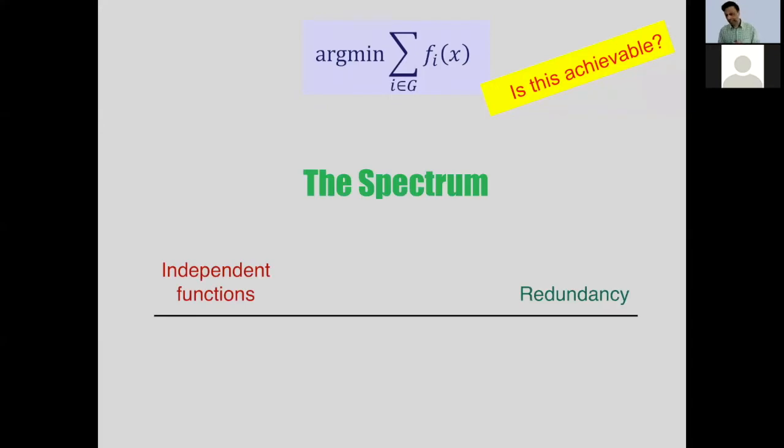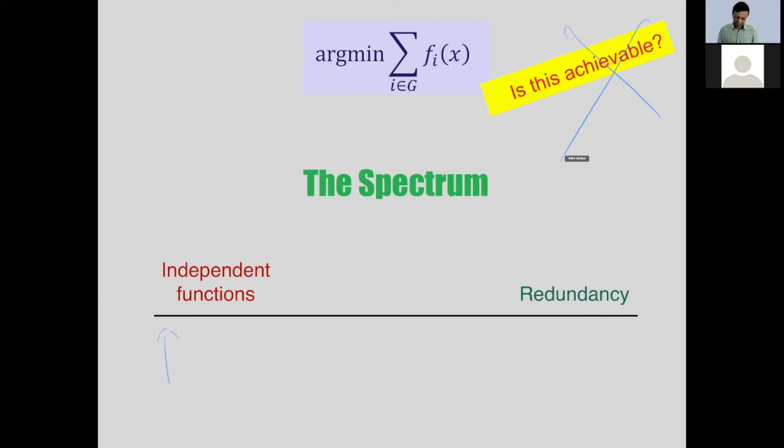So like I asked earlier, is this really achievable? And the answer is that sometimes it is achievable and sometimes it's not. There's a whole spectrum of problems that exist, and depending on where on the spectrum we are in a given problem instance, that decides the answer. For example, if we're at this extreme, where the functions are independent, and I will say a little bit more about what I mean by that, then this objective is not achievable.